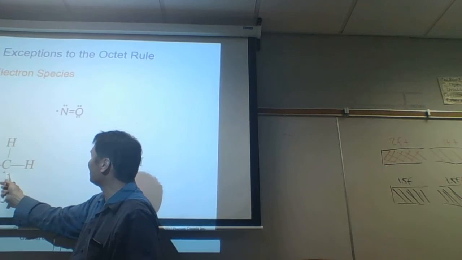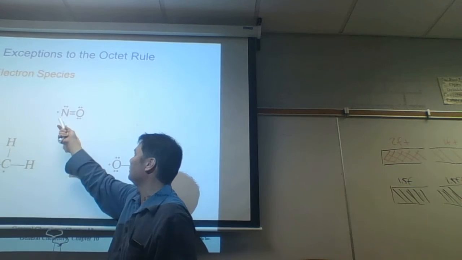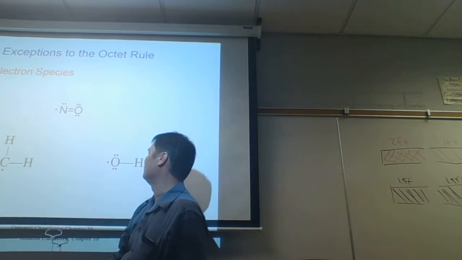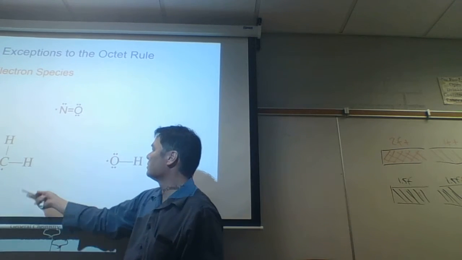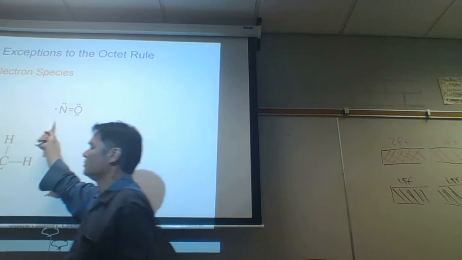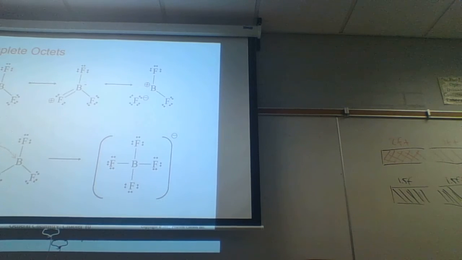We call this a free radical. In fact, all these are free radicals. And when we have a single electron like that, we call it a dangling bond. It wants to bond to something else, like another hydrogen here, or hydrogen here. And so this would be called the methyl radical. This is the hydroxyl radical. This would be the nitrosyl radical. So sometimes those form, but those aren't stable.